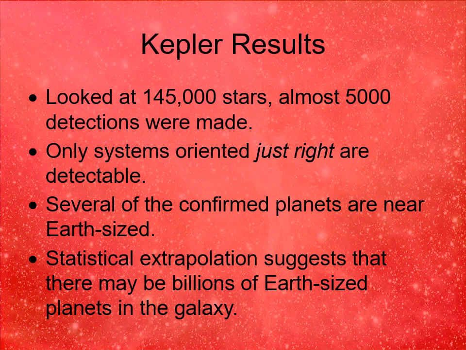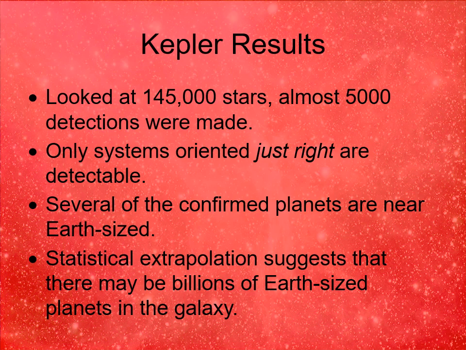But of the 145,000 stars studied, about 5,000 of them. Now, let me point out, conditions had to be exactly right. In other words, that means the plane of those planets' orbits has to be lined up exactly with the solar system. That's statistically very unlikely.